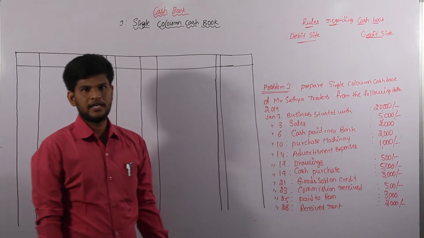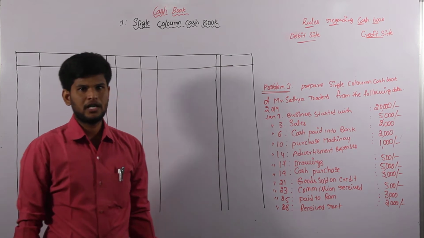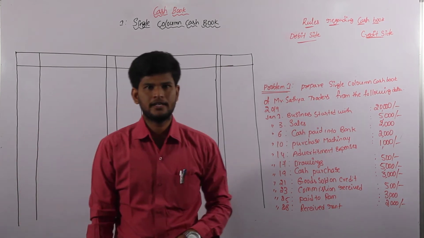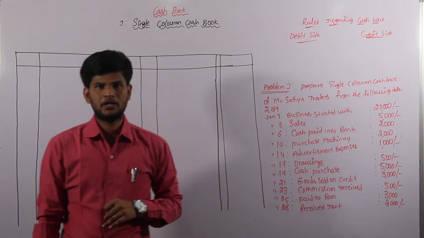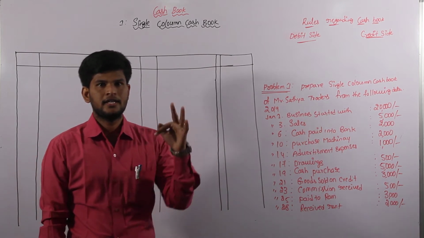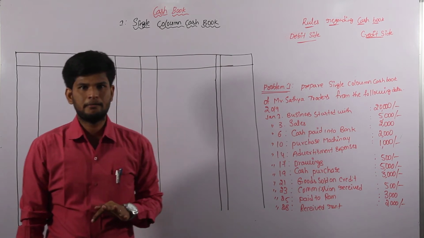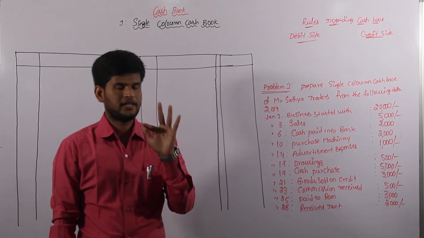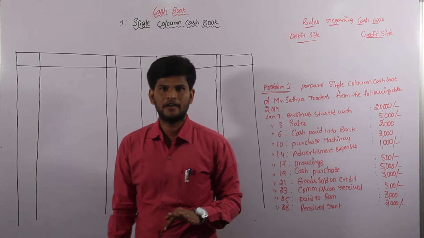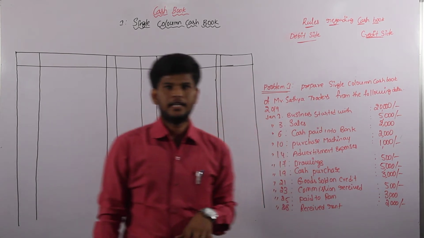Now cash book is again divided into three types in our chapter. First one is single column cash book, second one double column cash book, and next one is three column cash book. Mostly three column cash book will come in our final examination. Definitely we will get three column cash book, that is a 10 marks problem.